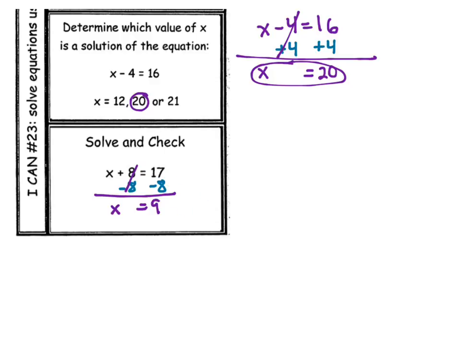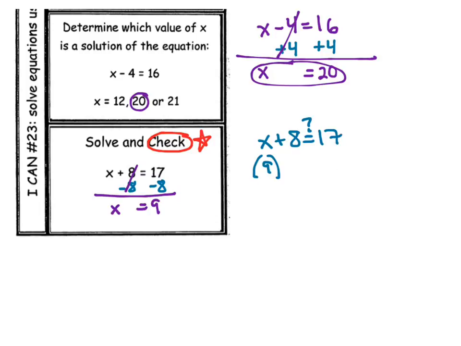Now I want to make sure that my answer is correct. So I'm going to check. Yes, you need to show me this. And I'm going to do it the long way now. Your homework has it shorter. So I'm going to rewrite my expression, x plus 8 equals 17. Oh, but I'm going to add a question mark over the equal sign because I'm not sure if this value of x is going to give me 17.